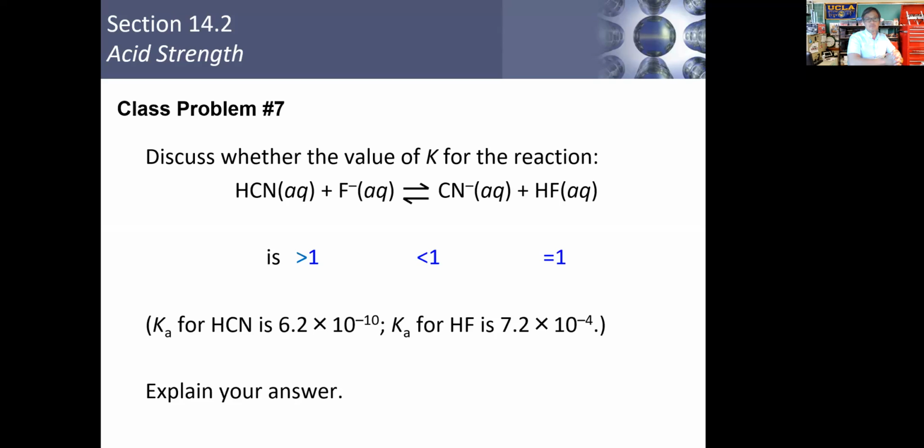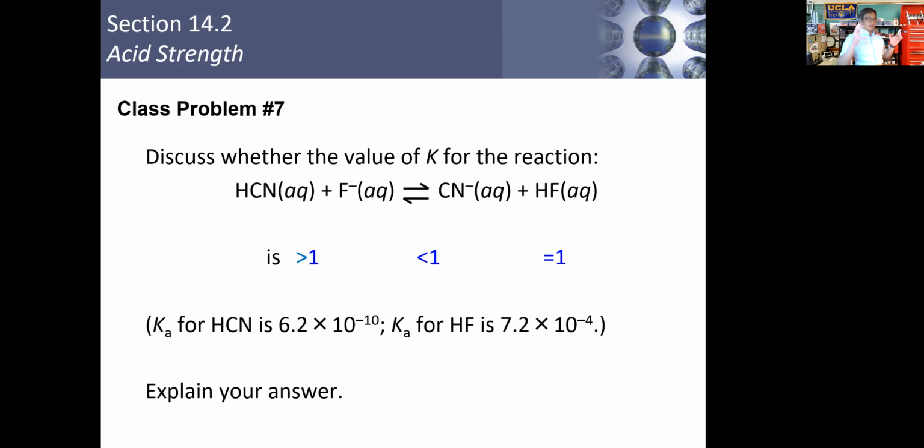This is a conceptual problem that you need to be able to work through. This is a problem that I came up with and used. I haven't seen a problem like this on the AP exam, but I can imagine that they would ask you a similar type of question. So go ahead, take about 2 or 3 minutes, and write out the answer. Will Ka be greater than 1, less than 1, or equal to 1? Then explain how you got your answer. About 3 minutes to get that done.